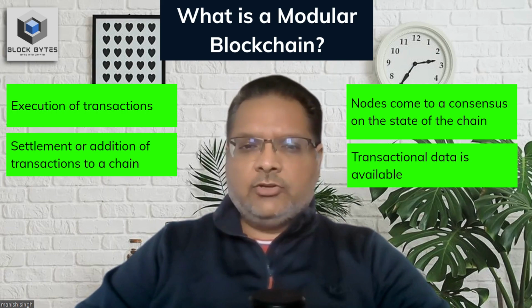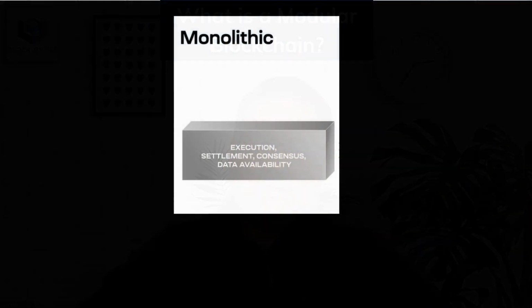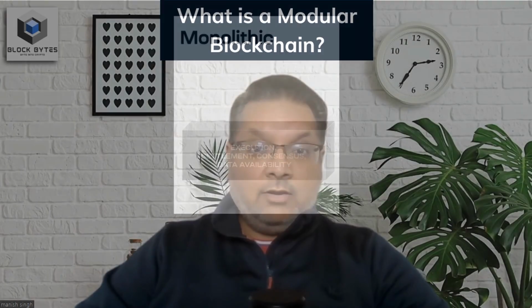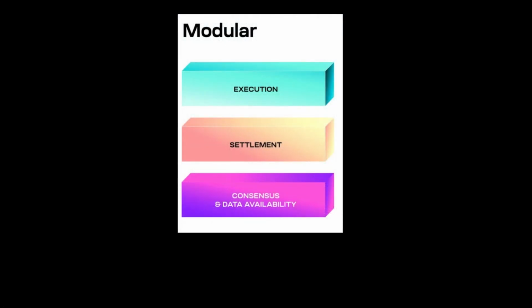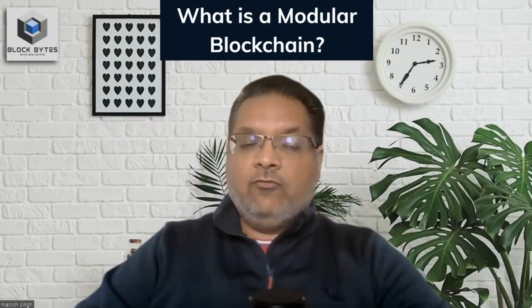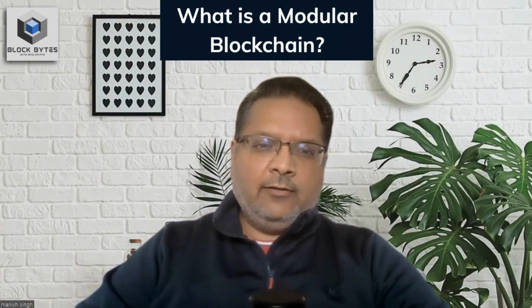A monolithic blockchain does all of these four tasks. In a modular blockchain, these four tasks are separated and done by different blockchains. But why would a blockchain want to do that?